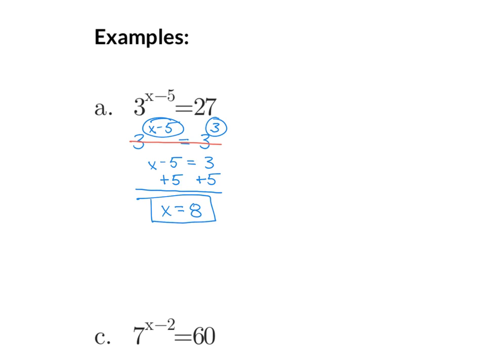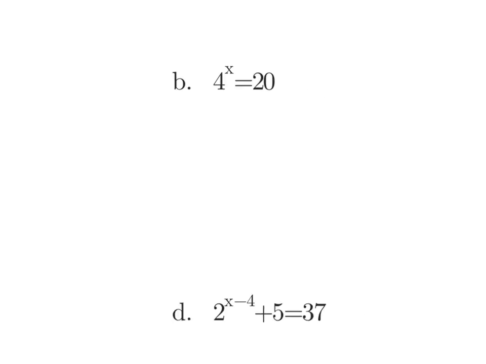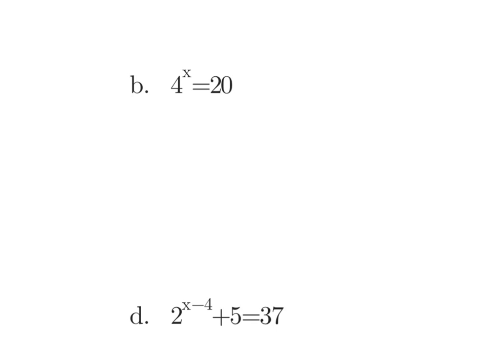All right, so let's come over to example B. Example B, we have 4 raised to the x equals 20. And so one of the first things to note about this problem is 20 cannot be written as 4 raised to some exponent. 4 squared gets us to 16, 4 cubed gets us to 64. There's nothing there that will get us to 20 using nice numbers. So this is an example where we are going to have to use logarithms.